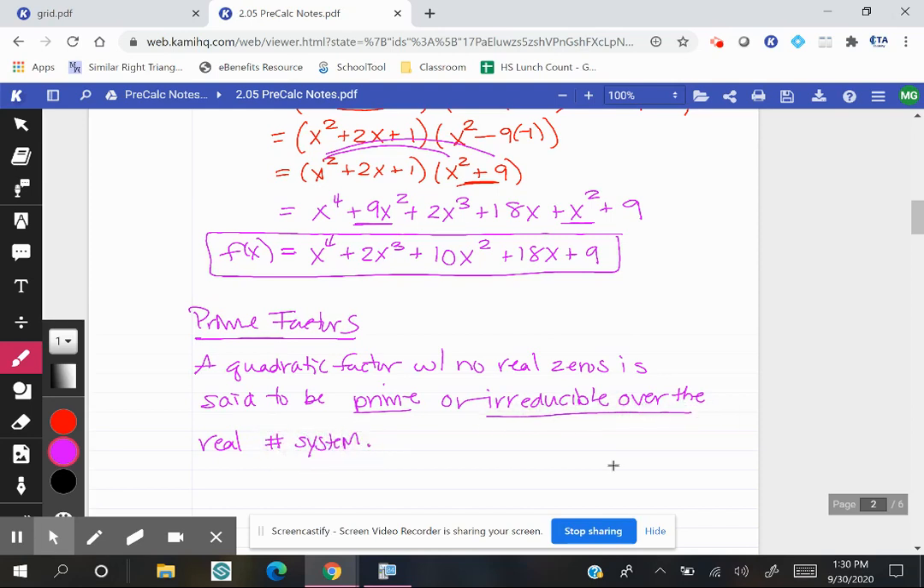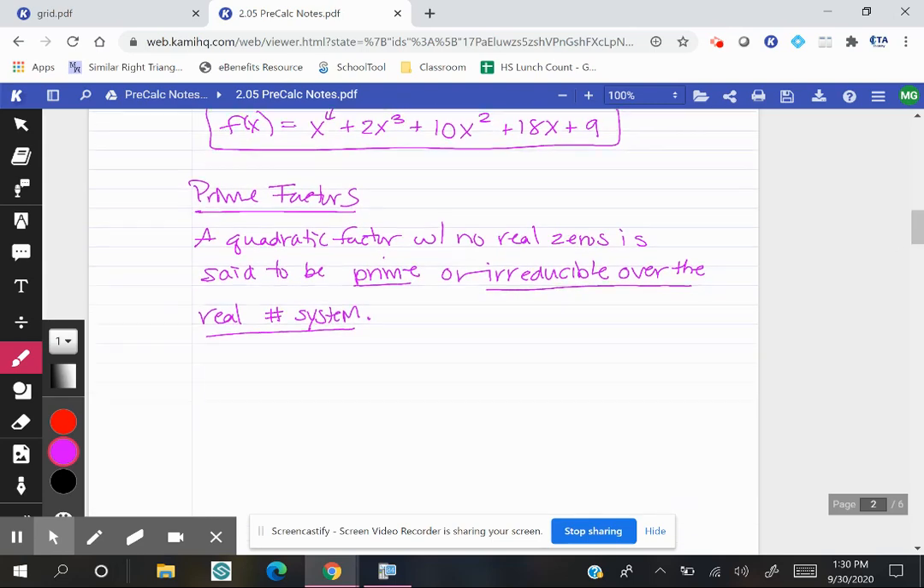So if it can't be broken down any further, we say it's prime or irreducible over the real numbers. So I'm going to do 2 of these, 3 and 4. I want you to do 3 things for each. So for numbers 3 and 4, here's what I want you to do.